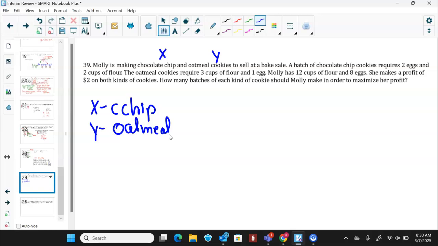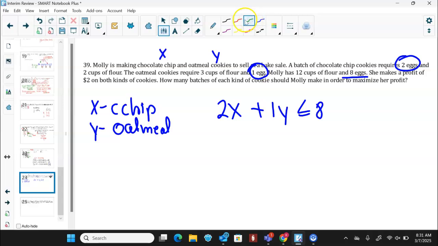So we are going to use the 2 eggs for the chocolate chip and 1 egg for oatmeal. And the total eggs is 8. So no more than 8 eggs. Okay. So again, eggs, eggs, eggs. I understand that this is chocolate chip and this is oatmeal, but this represents eggs, and this represents eggs. So this equation is in regards to eggs.